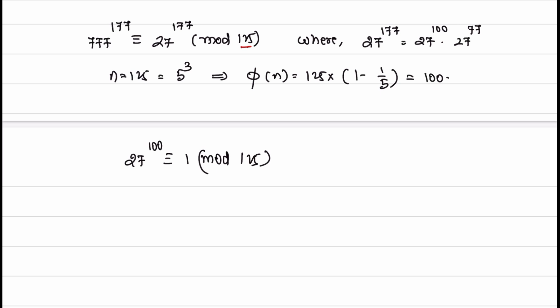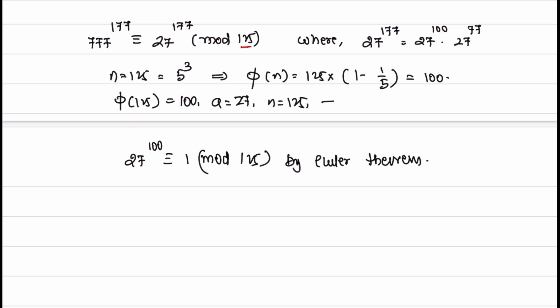How have we got it? By Euler theorem. In Euler theorem, phi 125 is equal to 100, we have got. Here we have got it as 100. A is equal to 27. N is equal to 125.